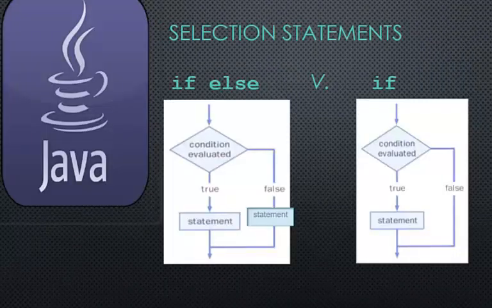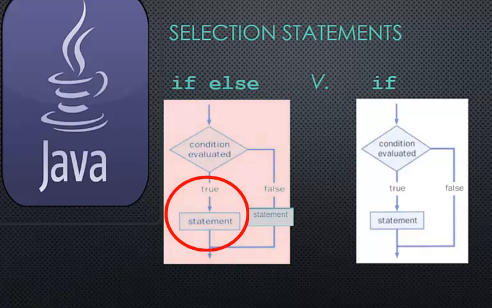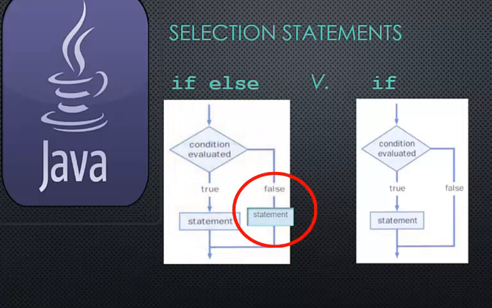Let's compare the if-else to the if. The logic is a little bit different, and we can see that in the picture. For an if-else statement, if the condition evaluates to true, we're going to do one set of instructions. But if it evaluates to false, we're going to do a different set of instructions.